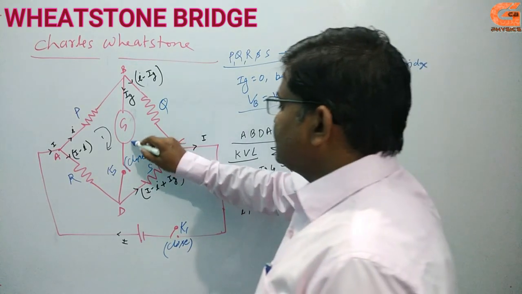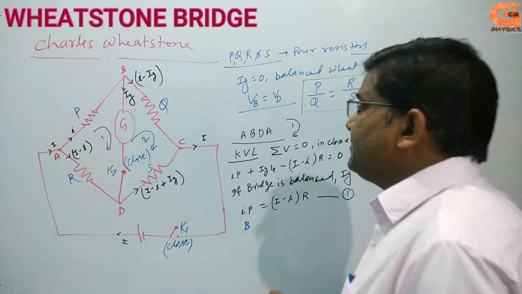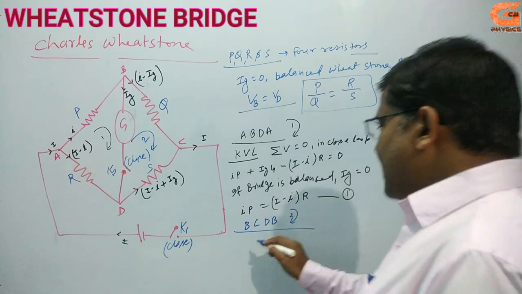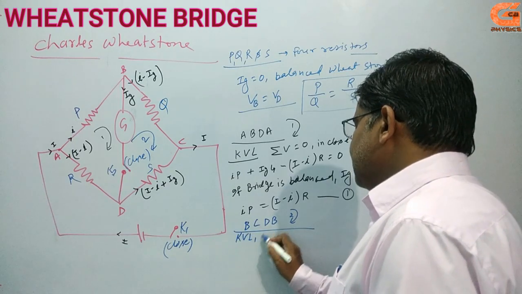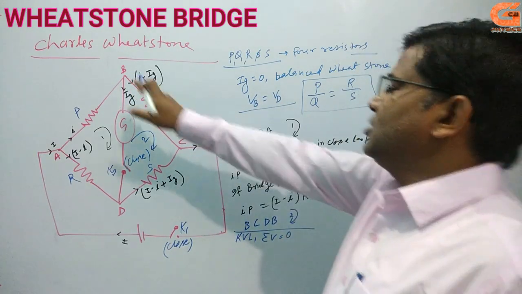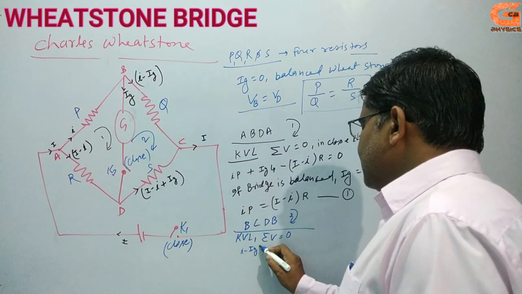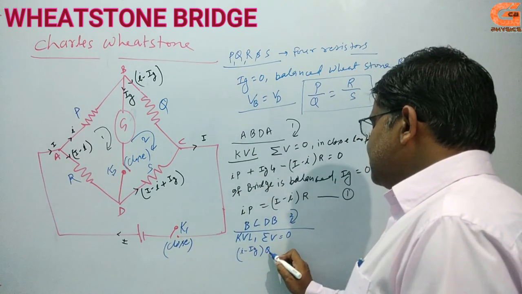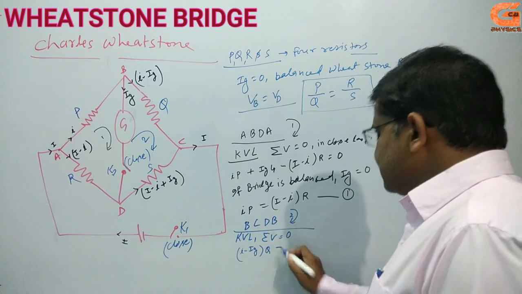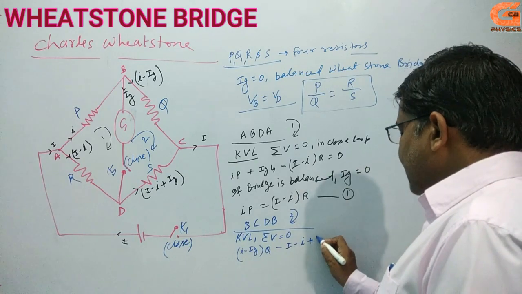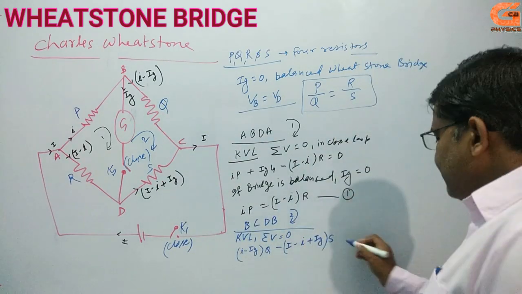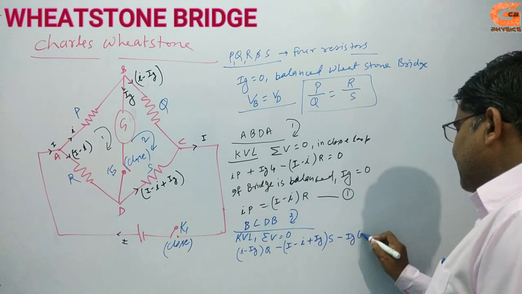Now, I consider the second loop. The name of the second loop is B, C, D and B. This is loop number 2. And again using KVL, the summation of V is equal to 0. Then the equation is, first of all, I am going along the direction of current, then it is I minus Ig into the resistance Q. Current into resistance is potential difference, and this is going opposite to the direction of current, so it becomes a minus sign, and this is I minus I plus Ig into S, and across the galvanometer it is minus Ig into capital G equal to 0.